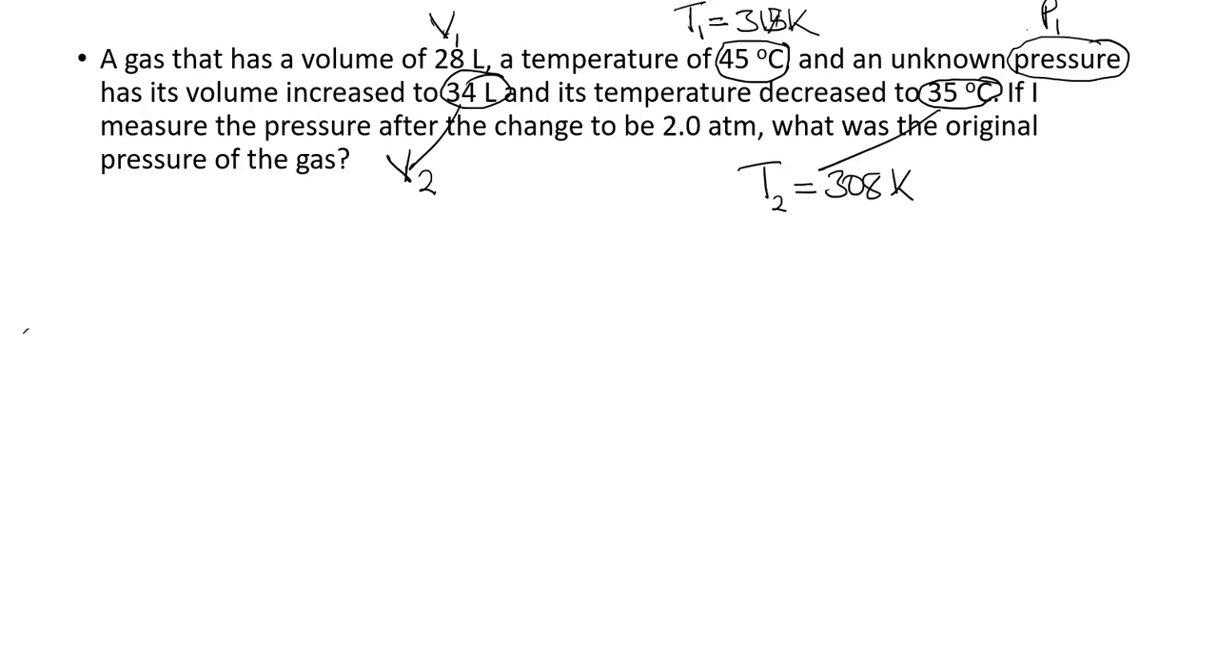If I measure the pressure after the change to be 2 atmospheres, so this pressure here is P2. What was the original pressure of the gas? So really, what we want to determine here is P1.